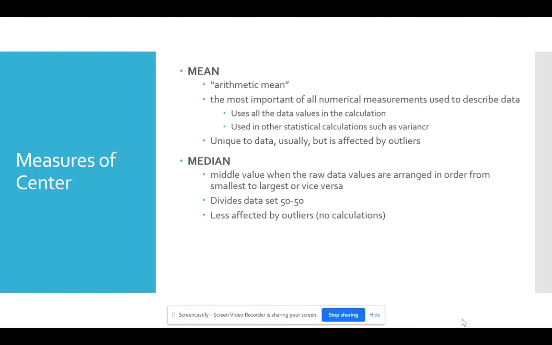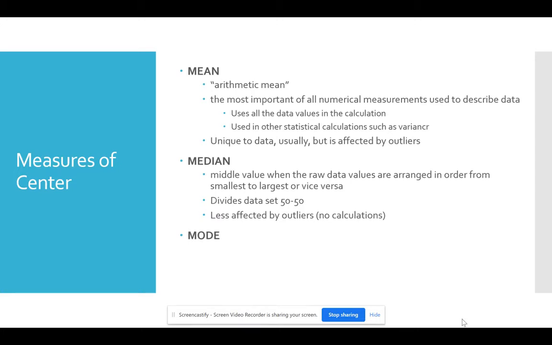The benefit of the median is that because you're not really calculating, you're just locating the number that's in the middle, it is not as affected by outliers. So if your data set does have a lot of outliers, it may be to your benefit to use the median as opposed to the mean.